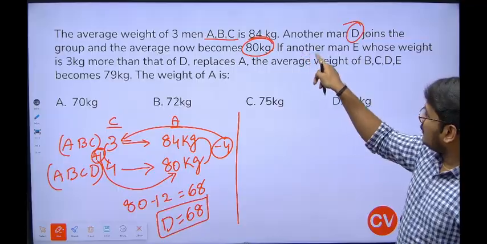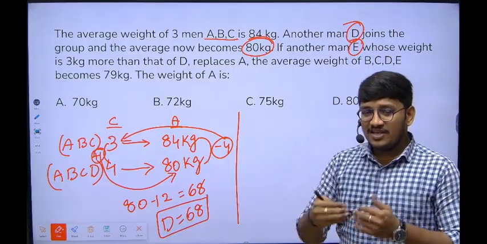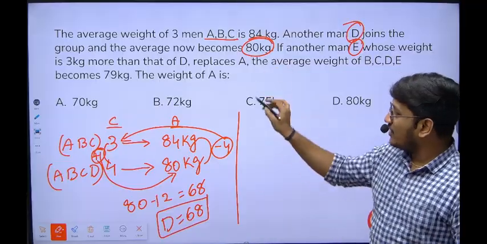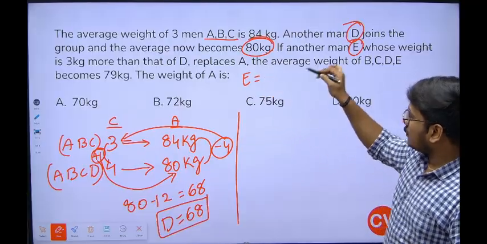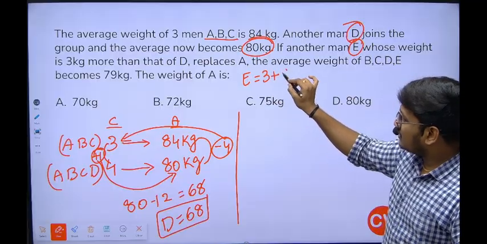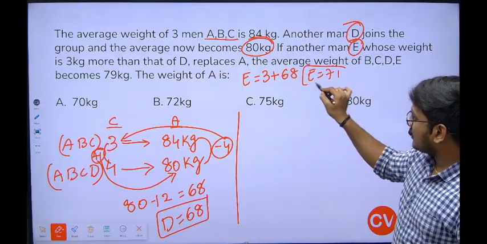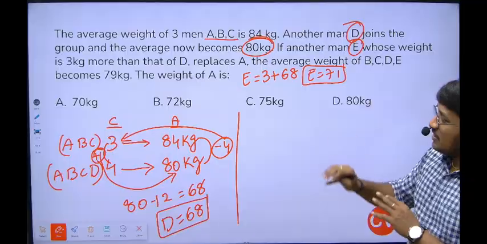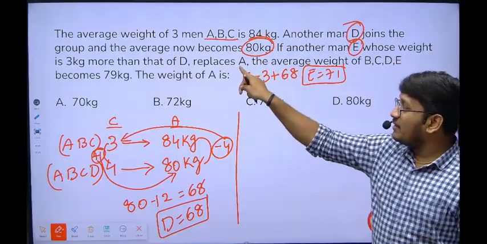Next, they're talking about another man E, a new person now. If another man E, whose weight is 3 kgs more than D, we already know that D's weight is 68. What about E's weight? E's weight is 3 kgs more than D, so E's weight is equal to 71. So I got to know that E's weight is also 71 kgs. So next, if another man E, whose weight is 3 kgs more than that of D, replaces A.